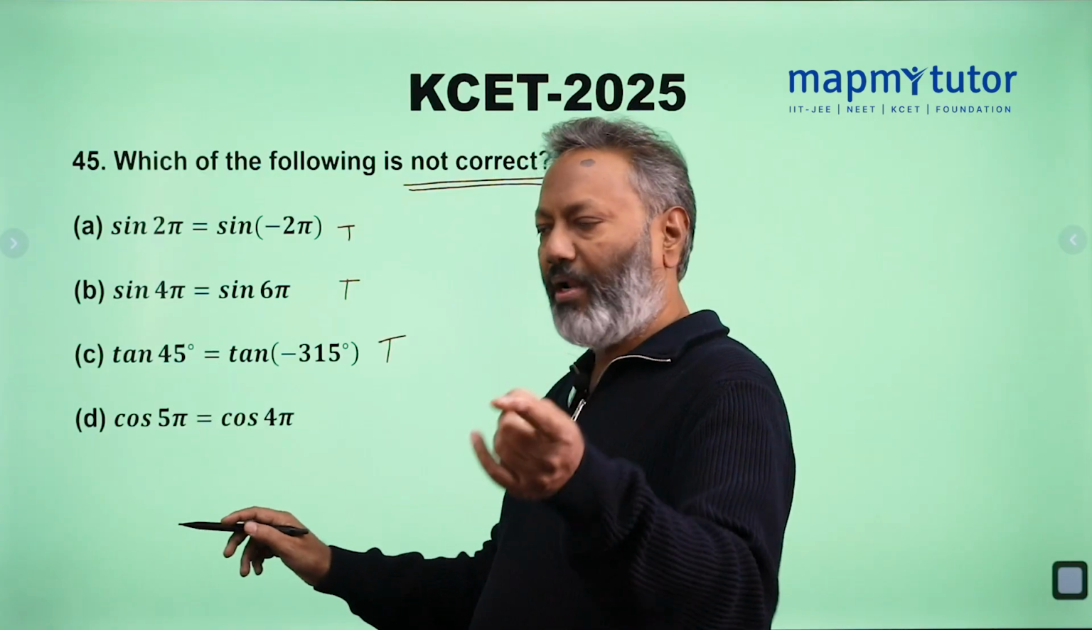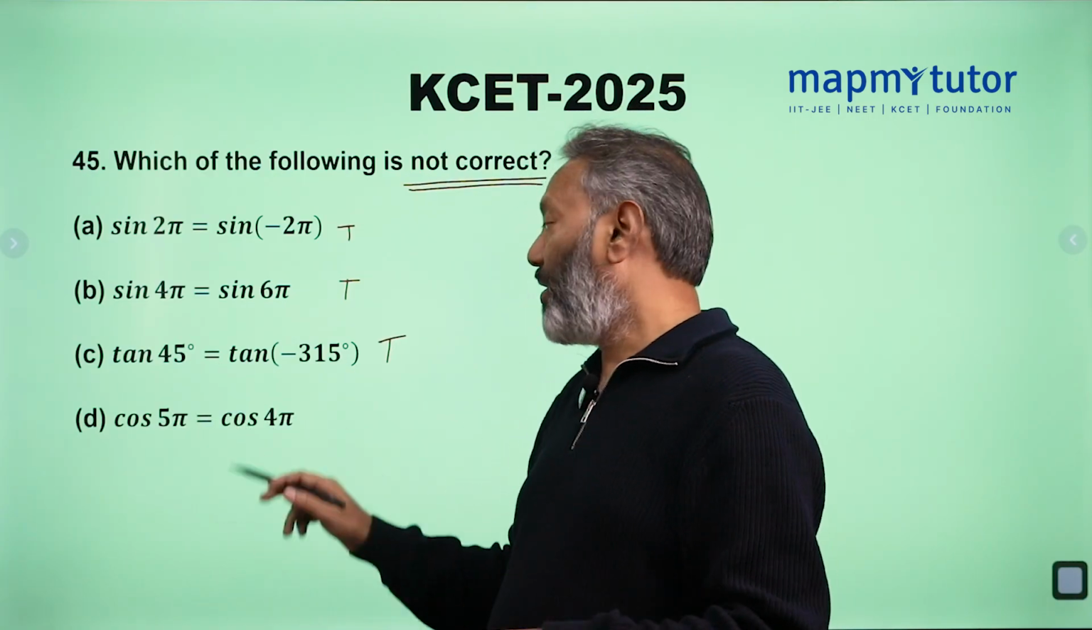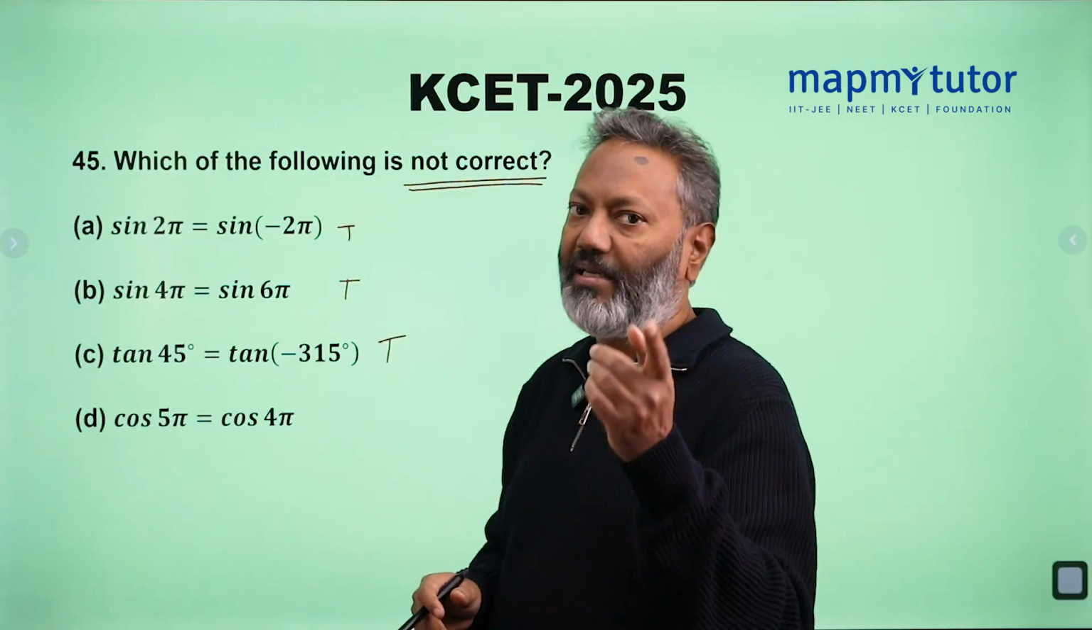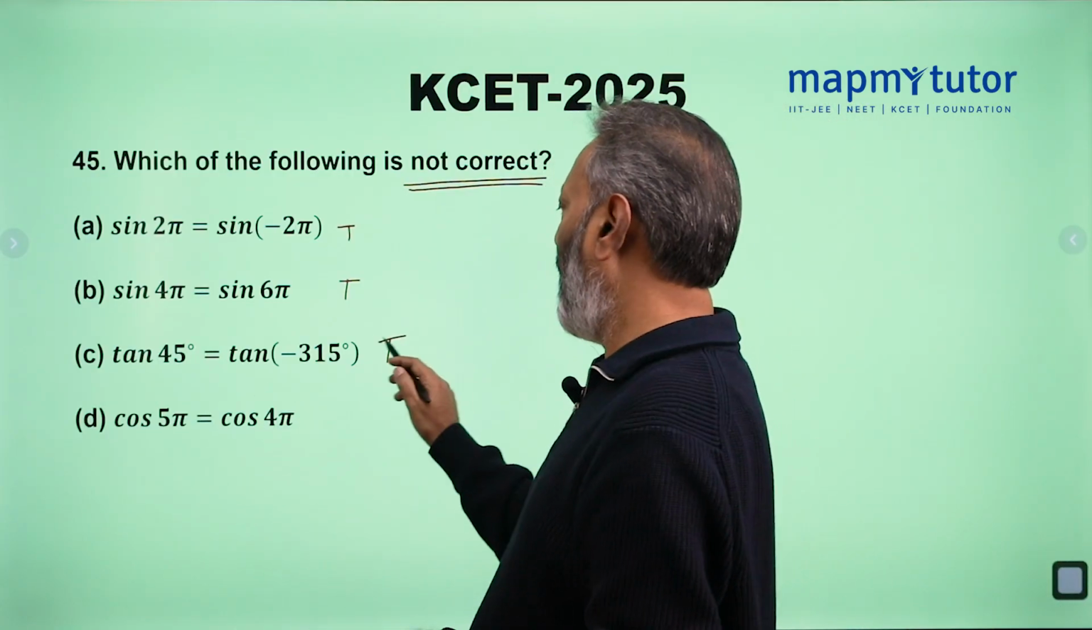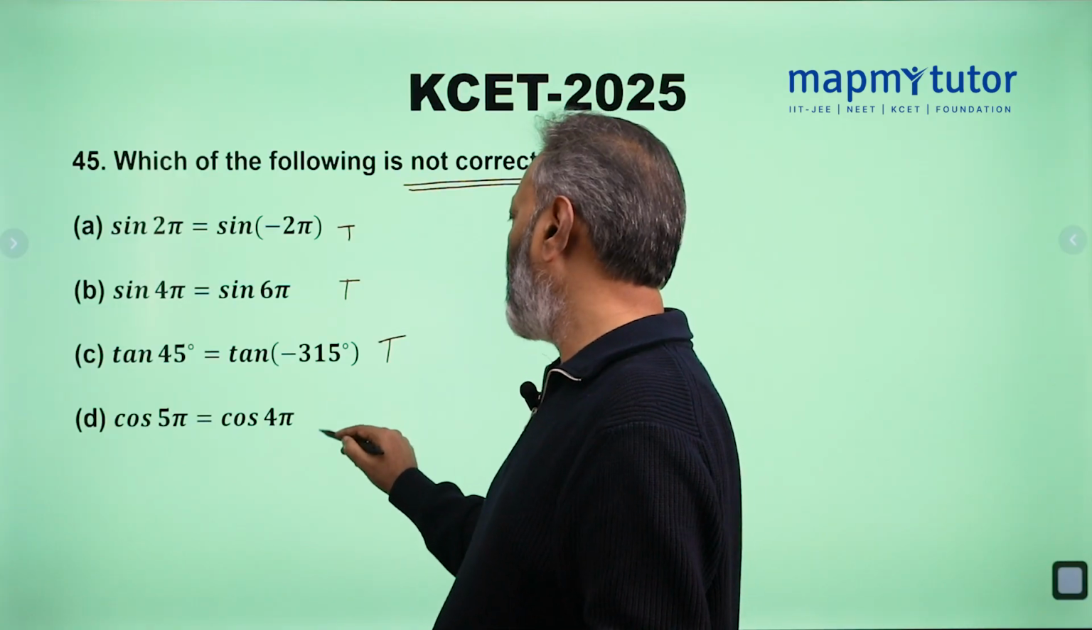Because tan 45 is 1. Tan 315 is minus 1. But already minus is there. We know tan minus theta is what? Minus tan theta. That's why minus of minus 1 is plus 1, and hence they are equal and therefore it is true. Obviously, this is not correct.